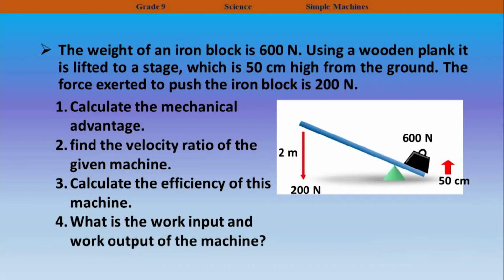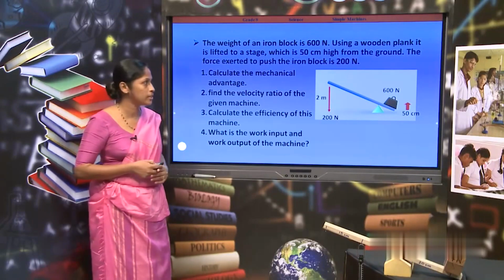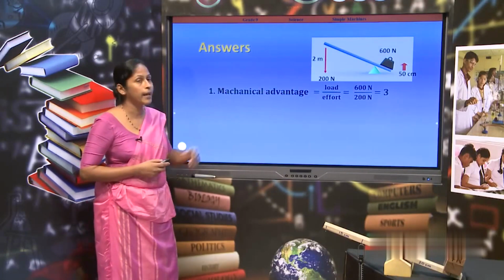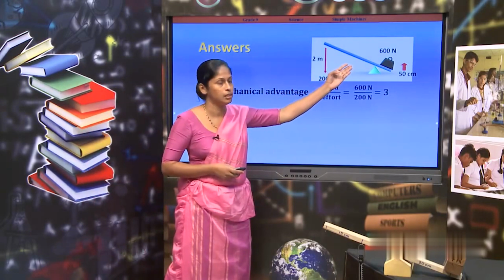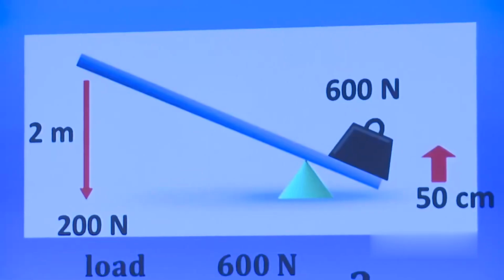And finally, I ask you to find the work input and work output of the machine. Okay, children, now let us see the first one, mechanical advantage. I have the same figure on this slide also.